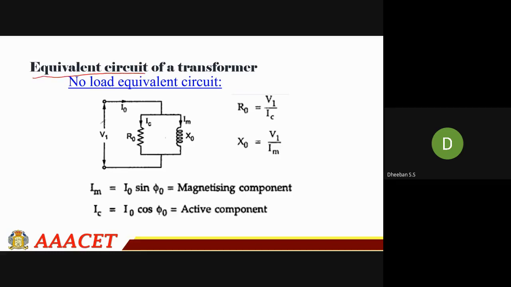Before getting into the equivalent circuit of the transformer, you have to know why we have to go for an equivalent circuit. What is the purpose of the equivalent circuit, and what do you mean by this equivalent circuit?